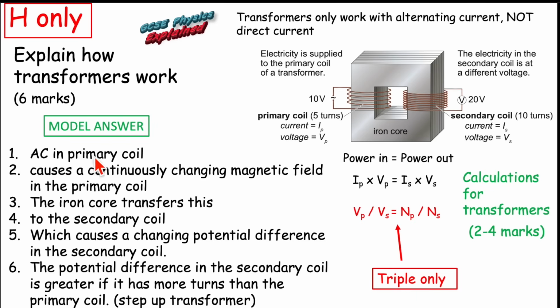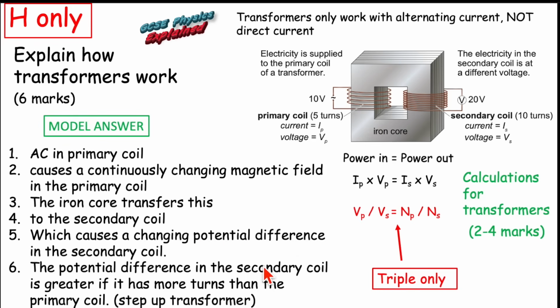Alternating current is put into the primary coil over here. That causes a continuously changing magnetic field in the primary coil. The iron core transfers this to the secondary coil. There's the iron core, which causes a changing potential difference in the secondary coil.